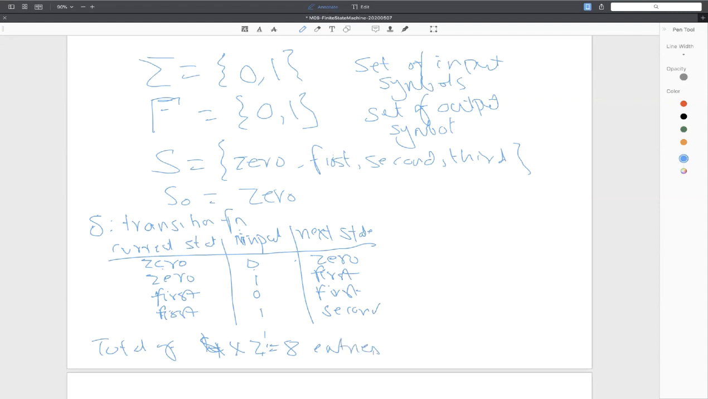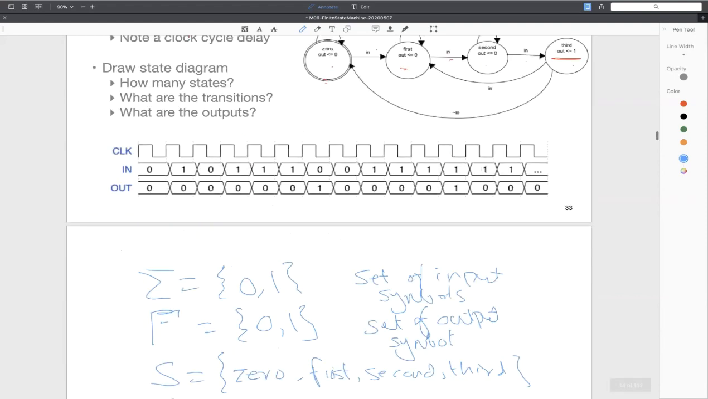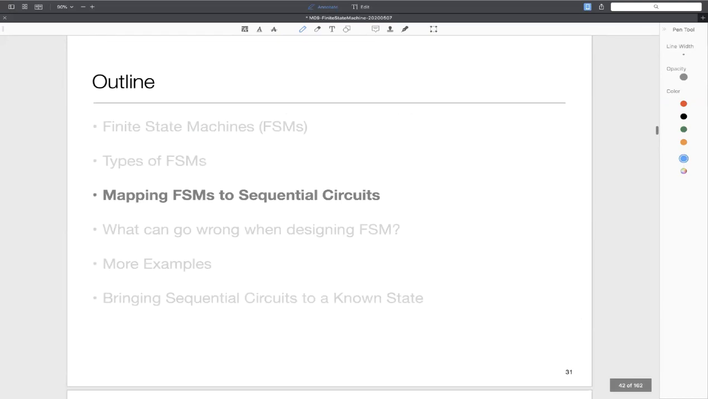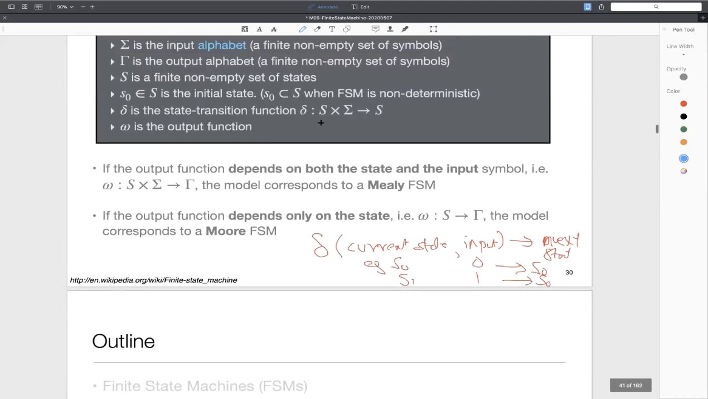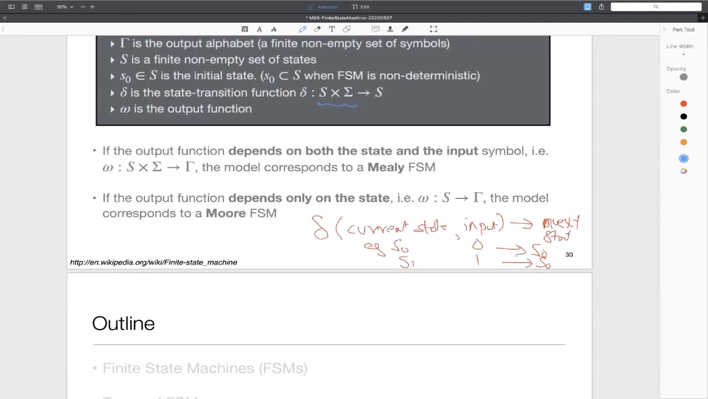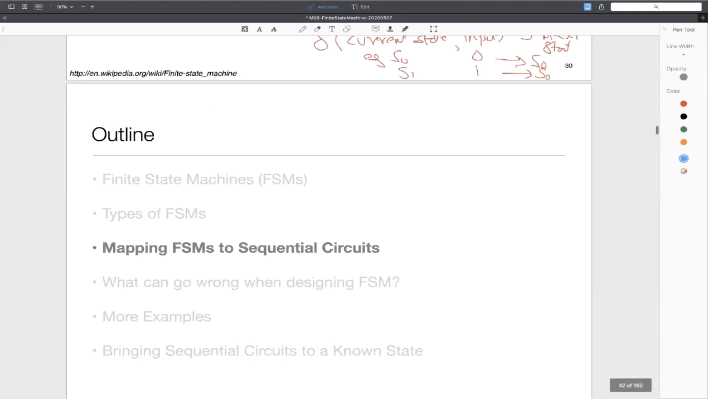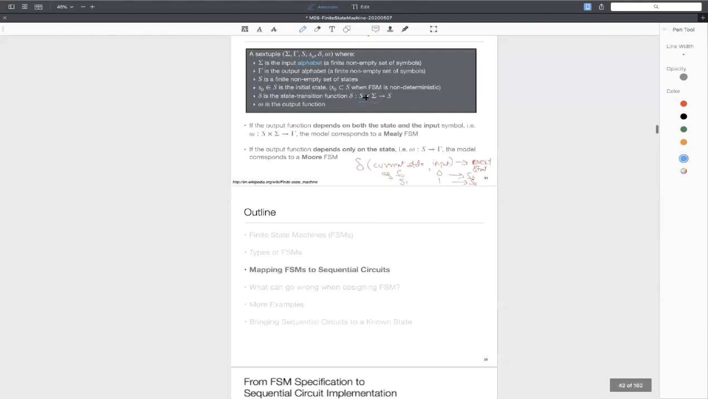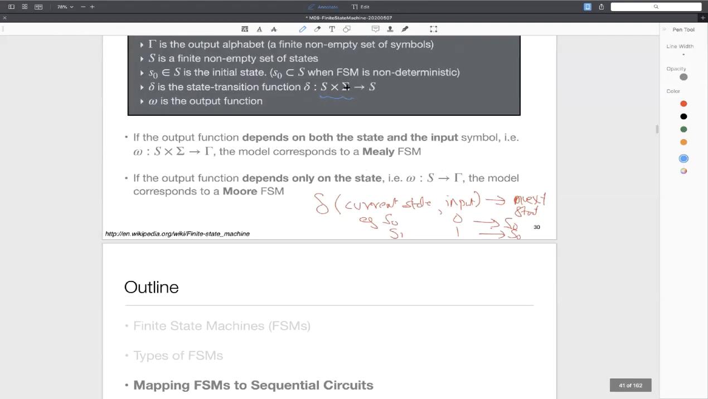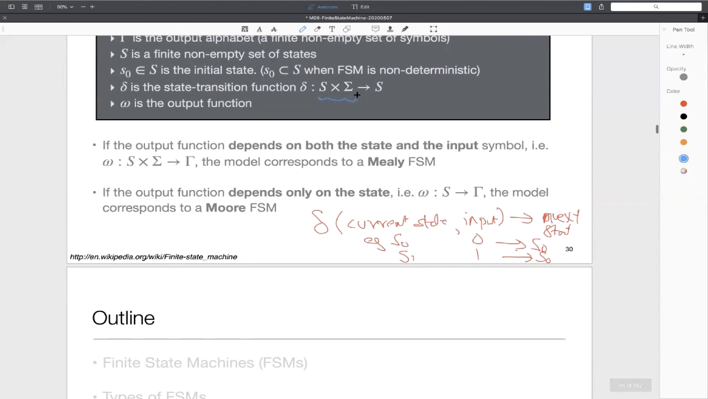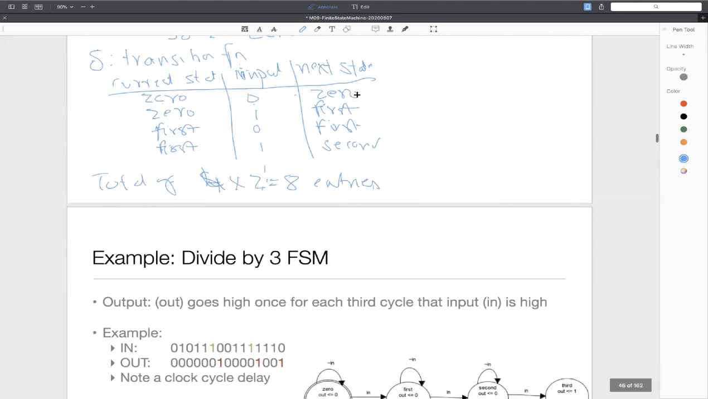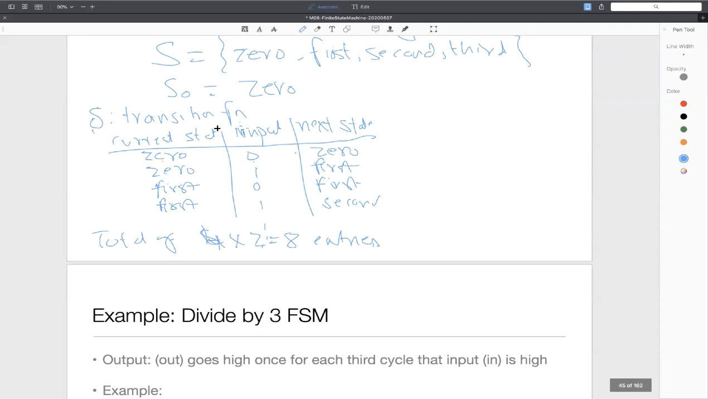So the domain of this function, I'm sure you guys have done some set theory course, right? The reason we write that notation out there, this is the product of the two sets. So we take one element from S, one element from sigma, and then define what the output is. Since S has 4 elements and sigma has 2 elements, there are total of 8 possibilities. And so I can write a table which corresponds to each one of them. That is my transition function.